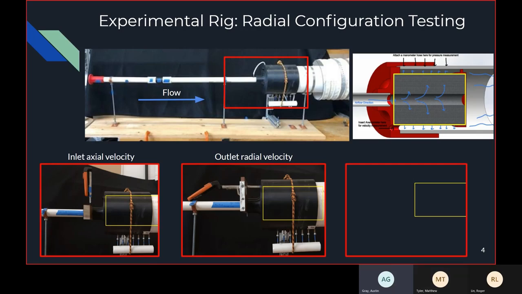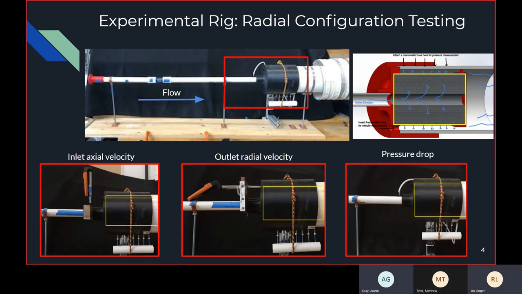Our first measurement on the bottom left is our inlet axial velocity, right before the flow goes into the mesh roll. Our bottom middle picture is the outlet radial velocity. This is where we measure the velocity along the length of the mesh roll as it goes radially outwards out of the end. And finally, we have our pressure drop.